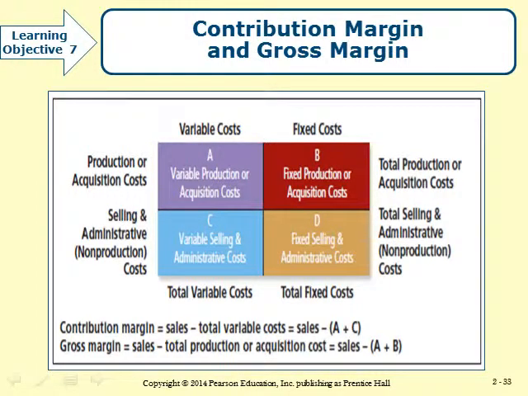So this exhibit shows cost divided on two different dimensions. As shown in the bottom of the exhibit, the gross margin uses the division on the production or acquisition cost versus selling and administrative cost dimension, and the contribution margin uses the division based on the variable cost versus fixed cost dimension.